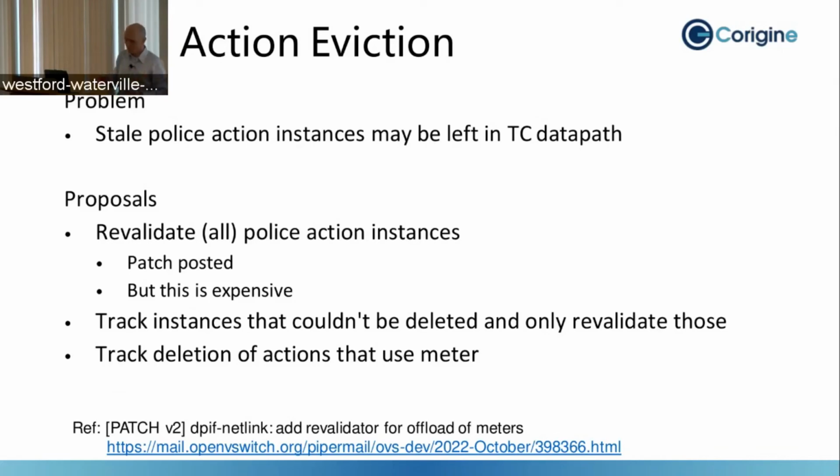The one that we posted was to add a revalidator, but various people objected to the fact that this was quite computationally expensive. So now we're looking at the fact that we can actually detect that the deletion of the action failed, and then we can add it to a list of things, maybe to be revalidated, maybe just to opportunistically try to delete them.